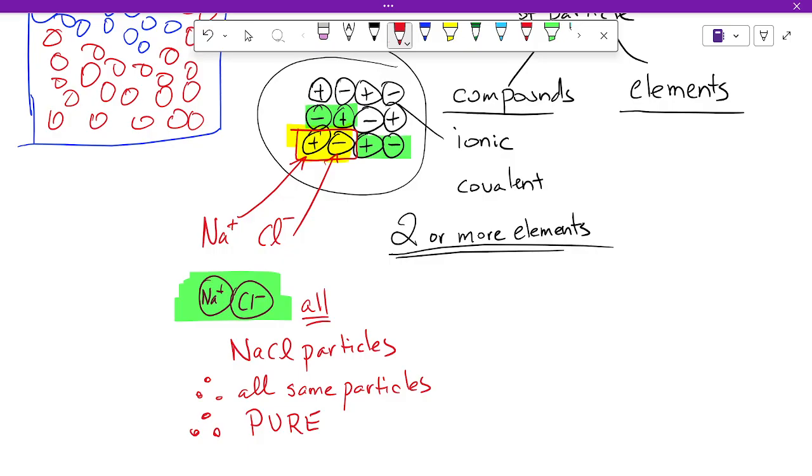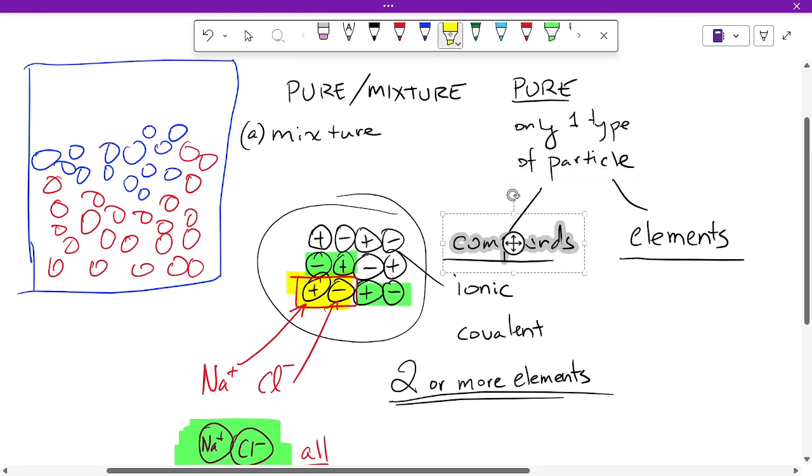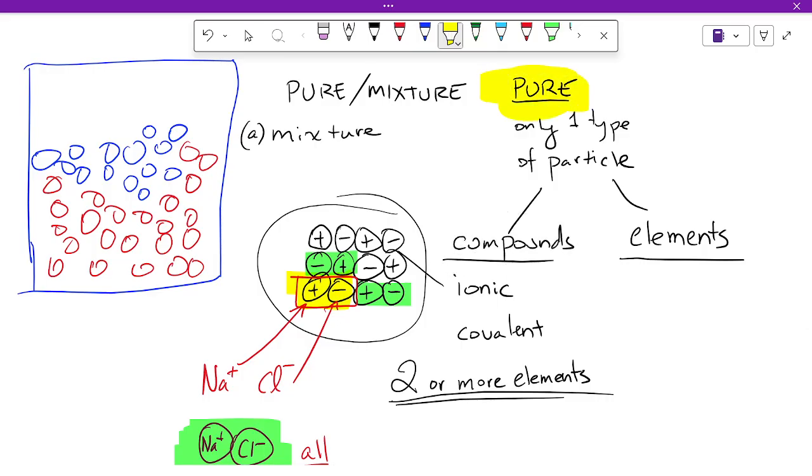And I know it's a little confusing. It kind of looks like a mixture because it goes positive, negative, positive, negative. But if you look at them in little groups, it's positive, negative. That's one particle. Positive, negative. That's another particle. And they're all the same as the ones next door to them. Also, take a look at this. What did it say at the top? They're pure. What's pure? Compounds are pure. Are ionic compounds compounds? Is that an ionic compound? Yes. And if it's an ionic compound, then it's a compound. And if it's a compound, it is pure.